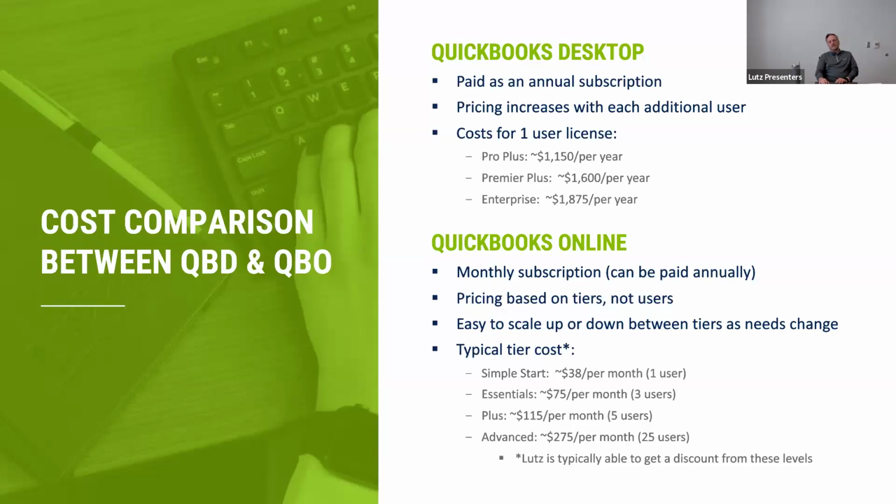Now the cost there, Simple Start starts at 30. These are the current retail prices for these versions. Intuit generally has been on a trajectory of about every year there are price increases. So this is the current price level. It's $38 a month for Simple Start. Again, that's 1 user. Essentials is $75 a month, and that's 3 users. Plus is $115 per month. That's 5 users. And Advanced is $275 per month, and that's 25 users.